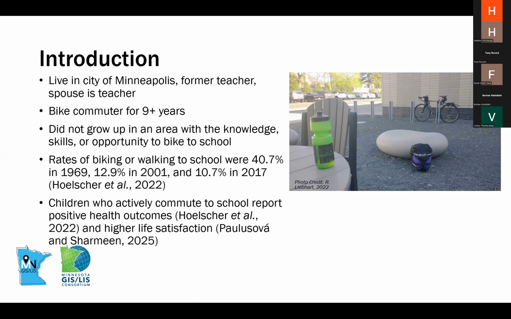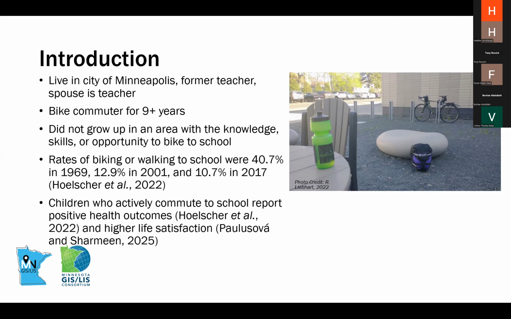I did not grow up in an area where I had the knowledge or the skills or the opportunity to bike to school. And in fact, during my school attending years, I was in the majority, because while 40.7% of students reported biking or walking to school in 1969, that number had dropped to just under 13% in 2001 and just under 11% by 2017. All of this despite the fact that research has shown children who actively commute to school, so that would be biking, walking, scooting, skateboarding, any such similar activity, report more positive health outcomes and also report higher life satisfaction.